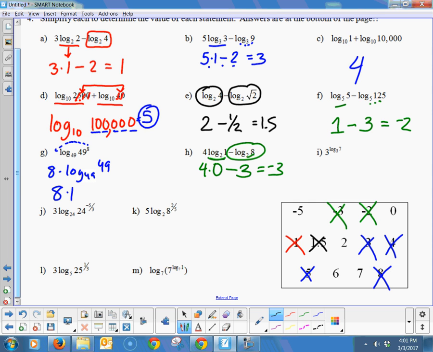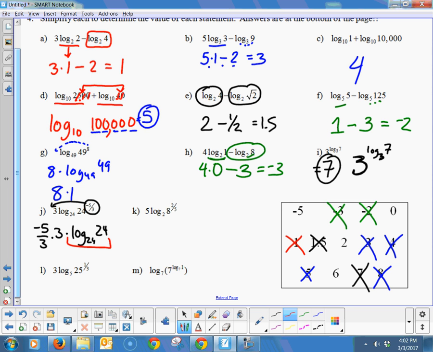This guy, 3 to the log base 3 of 7. 3 to the and log base 3 are inverse operations, so we just get an answer of 7. Okay, you could pop this 5/3 out front, so negative 5/3 times 3 times log base 24 of 24. This whole part here is 1. So it's 1 times negative 5 over 3 times 3. So I'm thinking those 3's cancel. We get negative 5 for an answer.